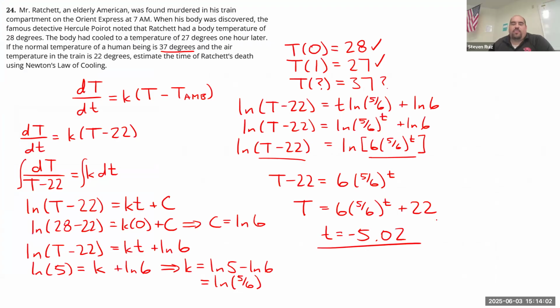So when do we think Mr. Ratchet was killed? Well, if his body was found at 7 a.m. and his temperature indicates that he was killed 5 hours prior, then we can say that his time of death was about 2 a.m. All right, and that's all for section 1.2.